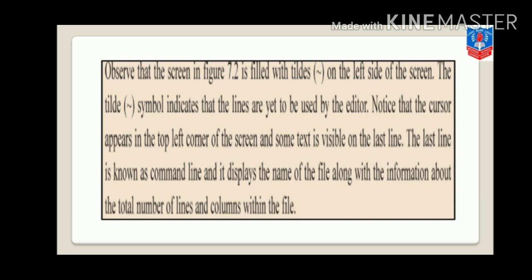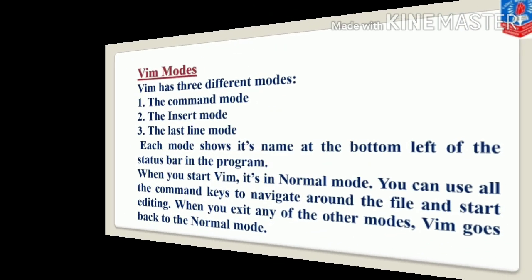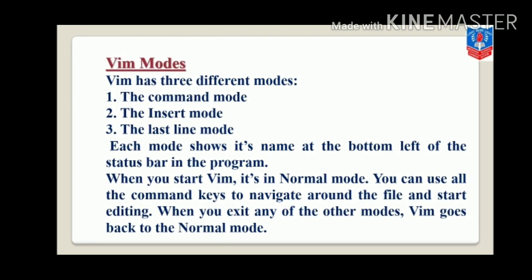Notice that the cursor appears in the top left corner of the screen and some text is visible on the last line. The last line is known as the command line and it displays the name of the file along with the information about the total number of lines and columns in the file. Means how many lines are to be used in the file, it shows that also. Now it is empty. Okay, children, got it?